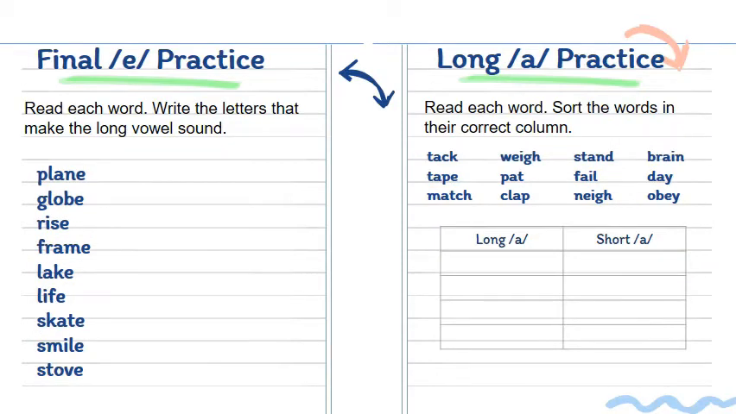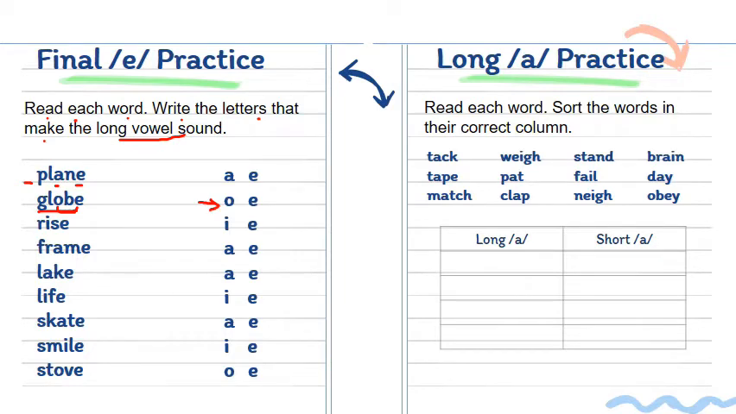Let's practice. Read each word, write the letters that make the long vowel sound. So we're going to read this word, for example, plane. What are the letters that are making up the vowel sound? These are the letters A and E. Okay, second one, I have globe. What are the letters that are making up the long O sound? They are O and E.